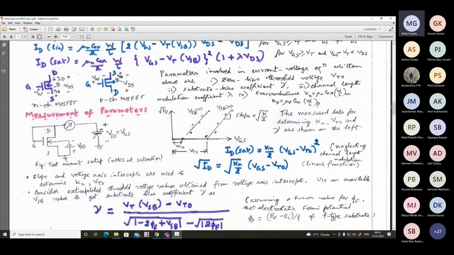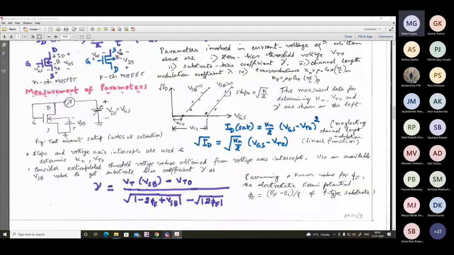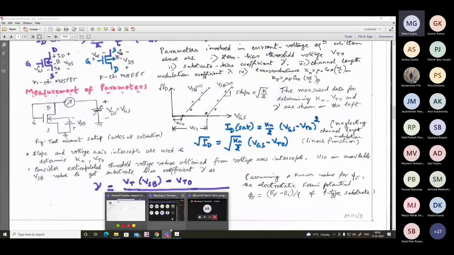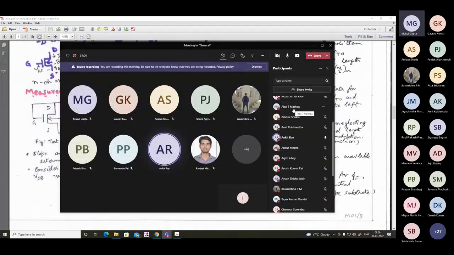Get it? Yes, yes. Sir, one more thing. Yes, hello. Sir, in that MOSFET diagram, where you have shown the bias of the source, body, gate, and drain. Hey, hello Vivek, I am taking class actually.